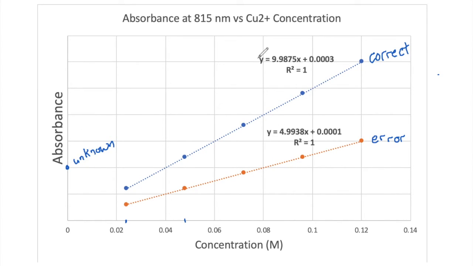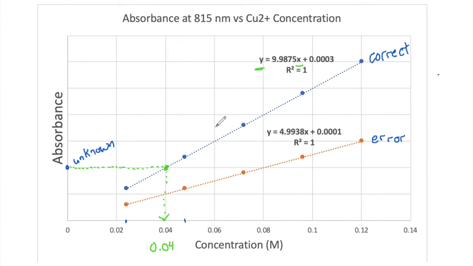And you can try this by plugging in a certain value for y into these two line equations and see that your x value would come out higher in the erroneous line than it would in the correct line. But let's take a look visually at the graph. So if your unknown had an absorbance around here, then what plugging it into the equation actually does is find the point on that line and find the corresponding x value. So that's what you're doing algebraically when you plug that absorbance value in for y. You're going to get a certain x value over here. So this is what would happen if you had the correct line.